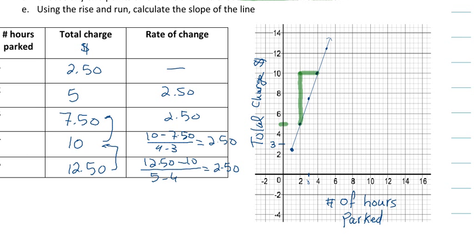I went up from 5 to 10. What's my rise? And I went over from 2 to 4. What's my run? 2. Okay? My rise is 5, so I went up from 5 to 10. And I went over from 2 to 4. So what's my slope? 5 over 2, which is what in decimal? 2.5. Is that the same thing as what I have?